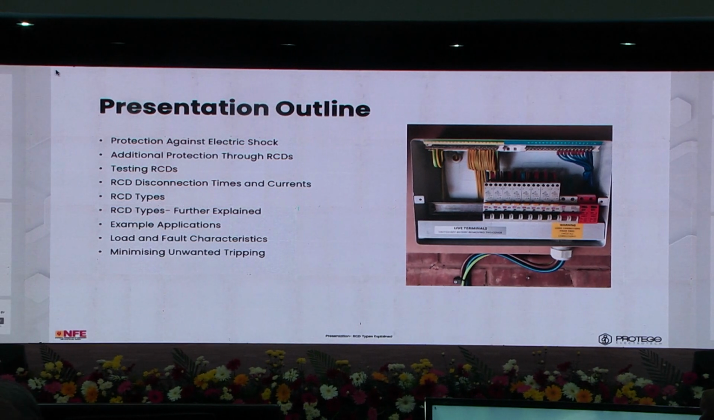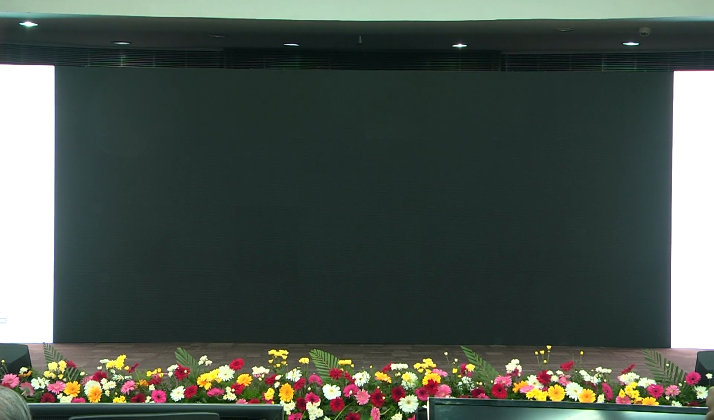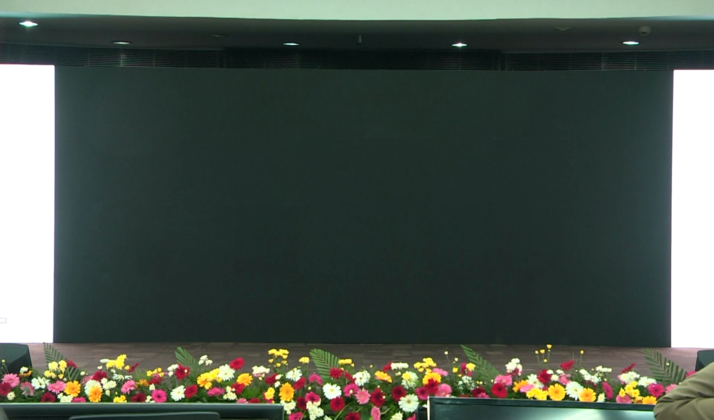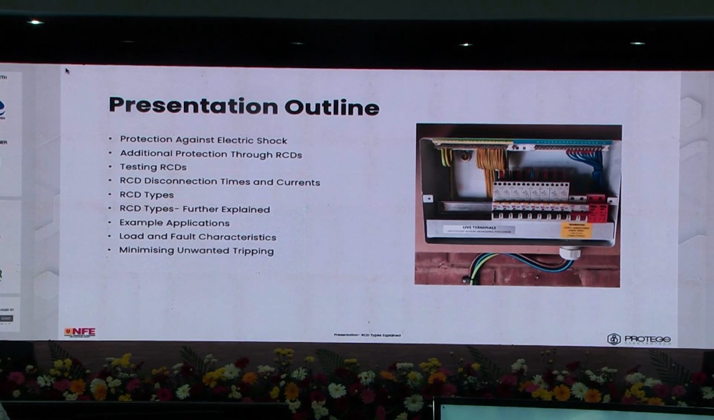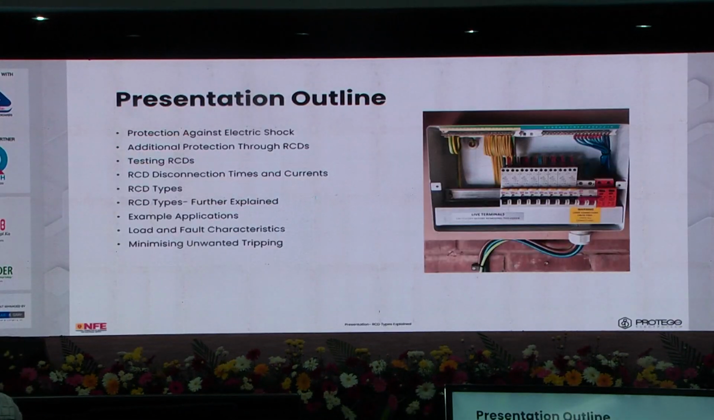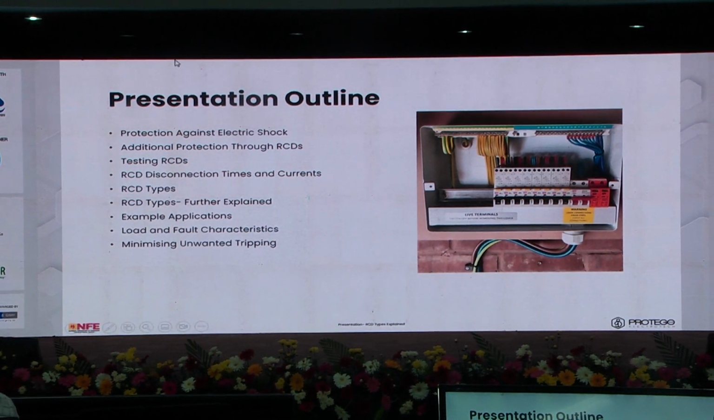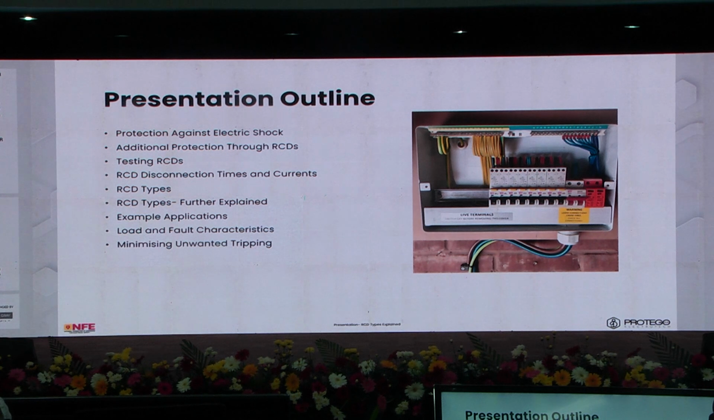Just before we begin, I'll give you an outline of the presentation. We're going to cover, oops, a loose connection problem. We'll go over that tomorrow. So I'll just give you an outline first. We're going to recap what Mr. GK said about protection against electric shock and also about additional protection through RCDs. We're going to talk about testing RCDs, the RCD disconnection times when you test them and under fault conditions, as well as currents required. Then the different types of RCDs.